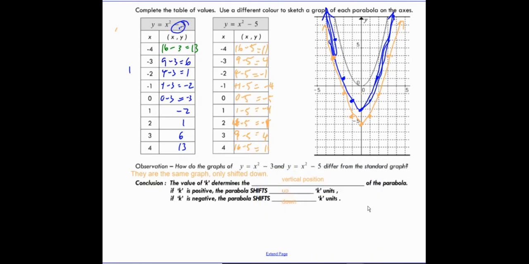So in summary, the k determines the vertical position of the parabola. If k is positive, the parabola shifts up the k number of units. So if k is 3, then it moves 3 units. If k is 5 or negative 5, it's 5 units. If it's negative, it shifts down. Okay, so I hope that's crystal clear for you now.